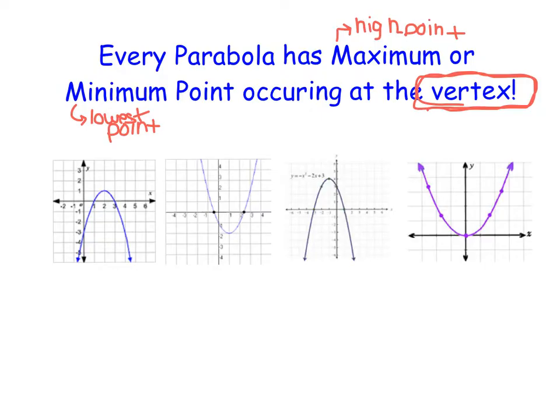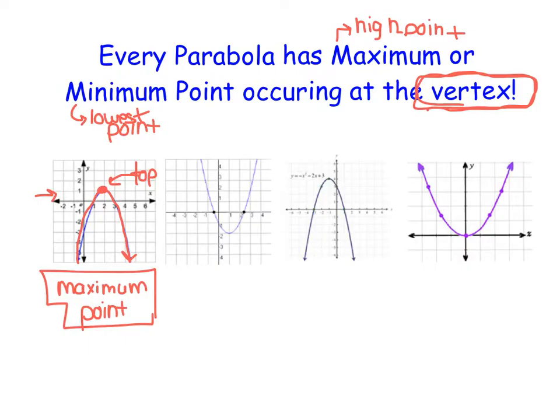If we look at this first graph here, what I notice is that I have a graph that's going up, up, up. It reaches this vertex point here, and then it goes back down. If I look at this vertex point, it looks like it's on top of a mountain. It looks like it's on top of the world. It's the highest point. If your vertex point is your highest point, then it is going to be called a maximum point. So here, our vertex point on this particular graph doubles as a maximum point.